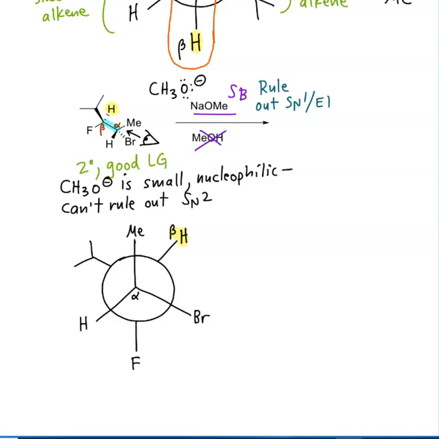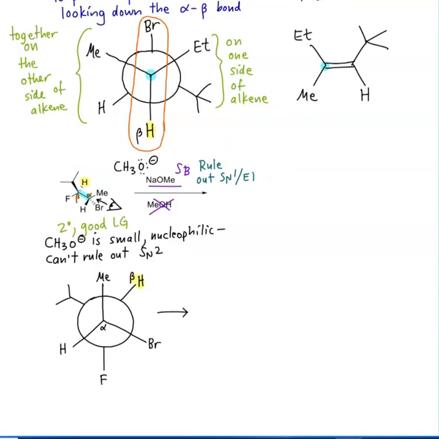Okay, so the beta hydrogen and the leaving group are not anti to one another, which means that we have to access the conformation where they are. So we're going to rotate around the alpha-beta bond until you get the conformation where the beta hydrogen and the bromine leaving group are anti. So pause the video and draw that, and we'll pick it back up once you have finished your drawing.